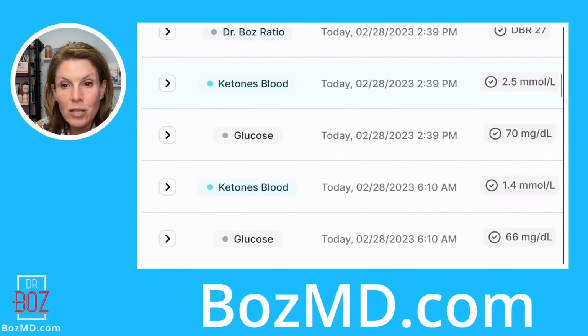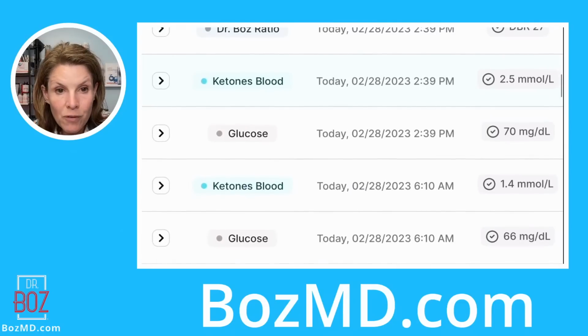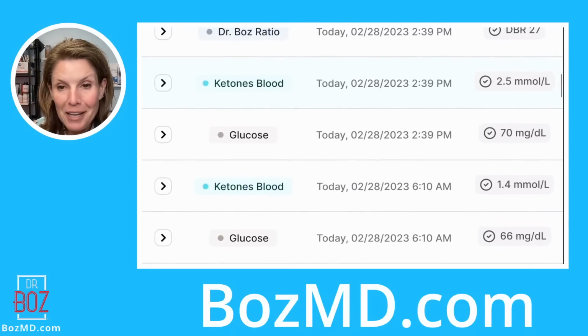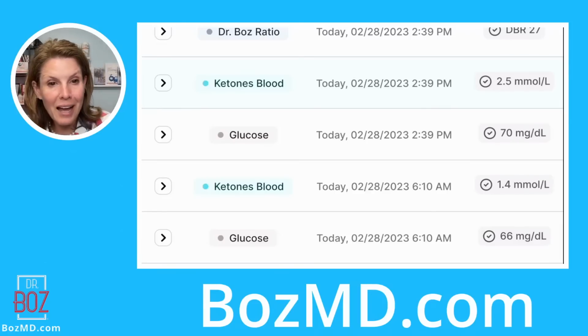When we look at a glucose of 70, ketones of 2.5, that was while I was supposed to be sleeping. It's been a while since I had that high of a ketone in my sleep, so I did wake up. But had I slept through that, my body would have been recycling protein while I slept, and it would not be using the protein that is in my muscle. That muscle mass, as you lose it when you age, becomes incredibly difficult to restore.